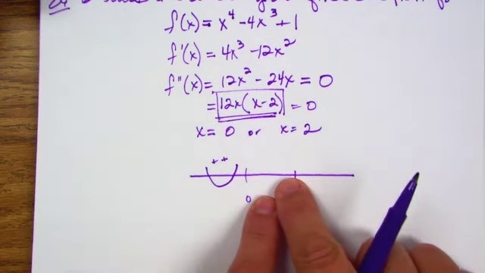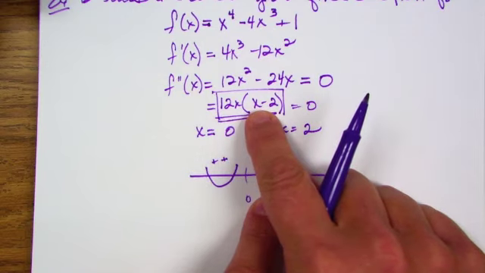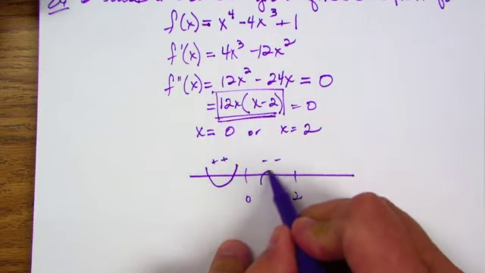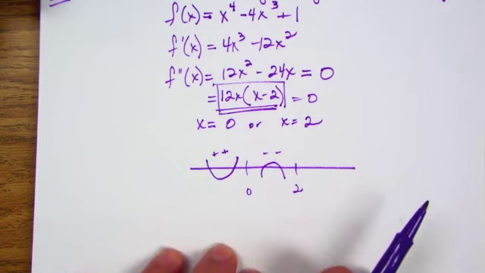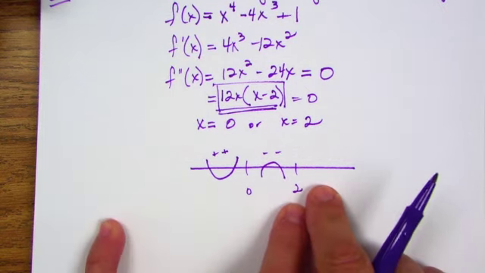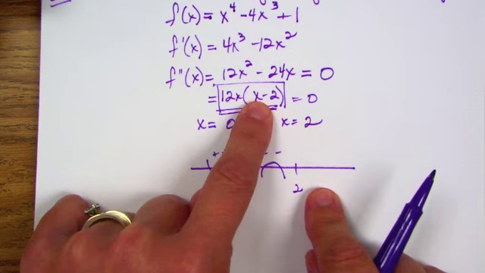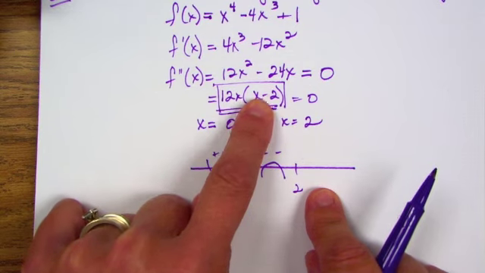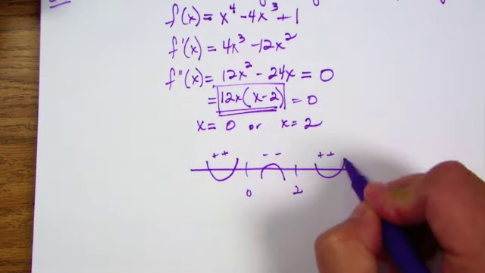If I test a number like 1, this number is positive and this number is negative. Negatives are sad faces, concave down. And a number bigger than 2, like 3? Positive times a positive is a positive, right? And positives are happy.